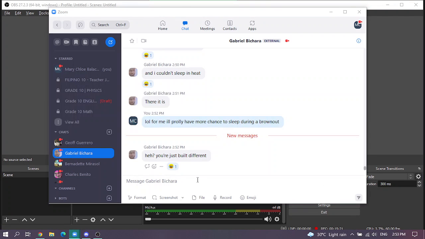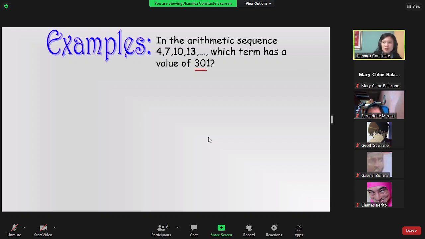Position. But now what we're looking for is the position of a term with a value of 301. So we're going to use the same formula, which is an equals to the first term plus n minus 1 multiplied by the common difference. Okay. What we're solving here in this problem is the value of n, which stands for the relative position.